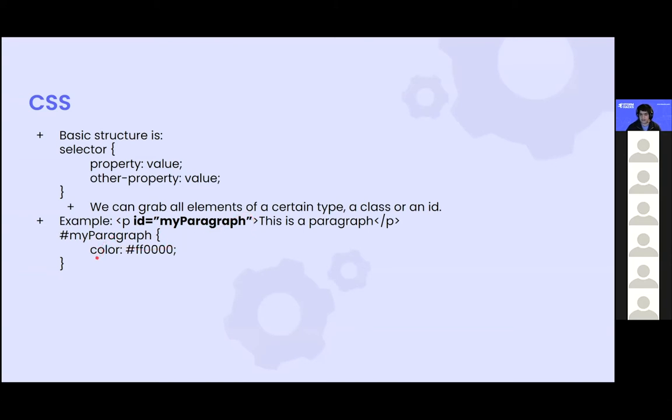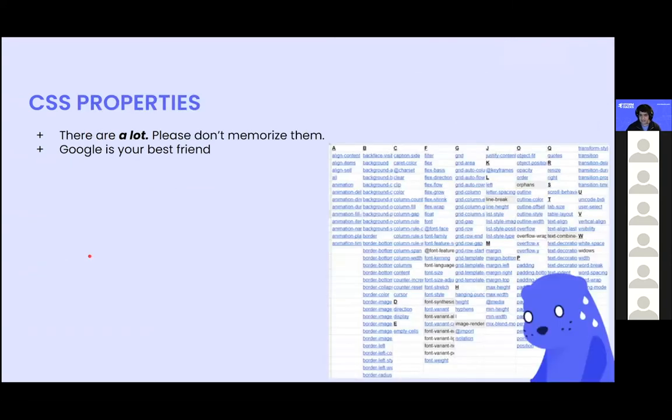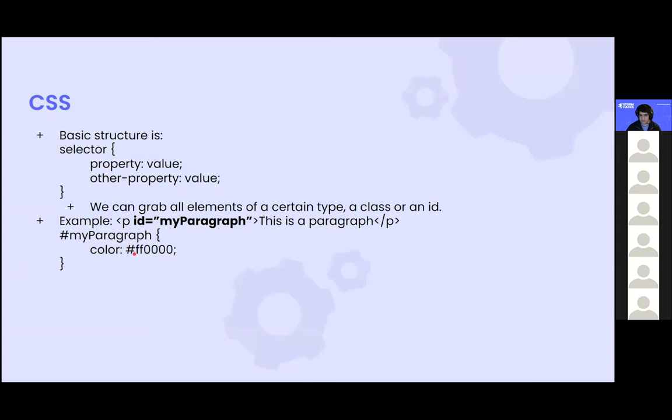So here we're setting the color. This is the text color to hash FF0000, and this is RGB syntax. So the first two are full brightness on red. The second two are no brightness on green, no brightness on blue. So this is a red color.